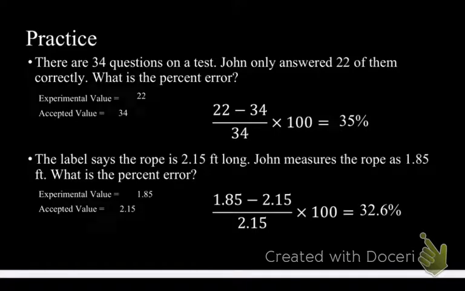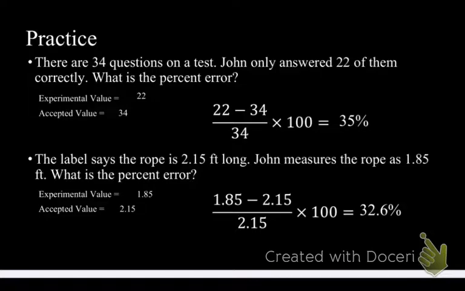So there are 34 questions on a test. John only answered 22 of them correctly. What is the percent error? So in this case, the 34 questions would be the accepted or true value, because this is what ideally he would have done perfectly on. He would have answered all 34 questions correctly. However, he only answered 22 of them correctly. So that's what he did in the experiment, or that's what he performed. So his experimental value would be 22.